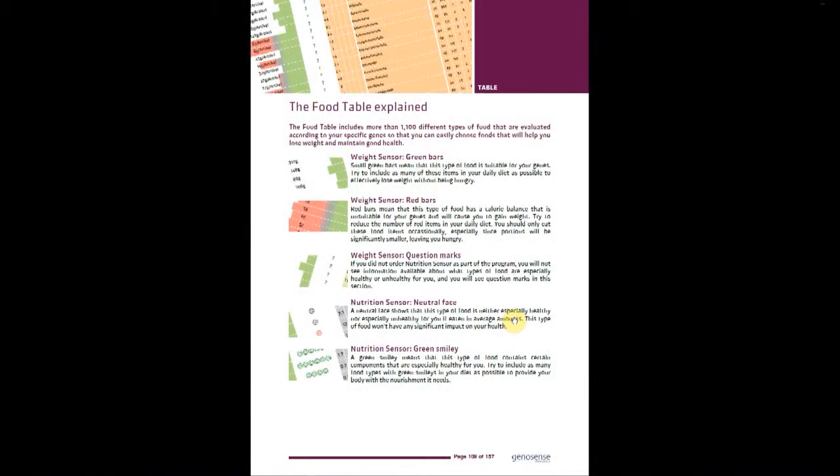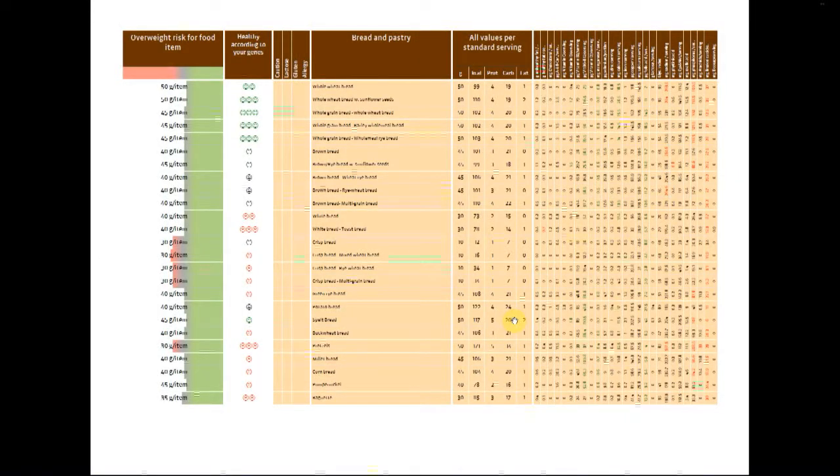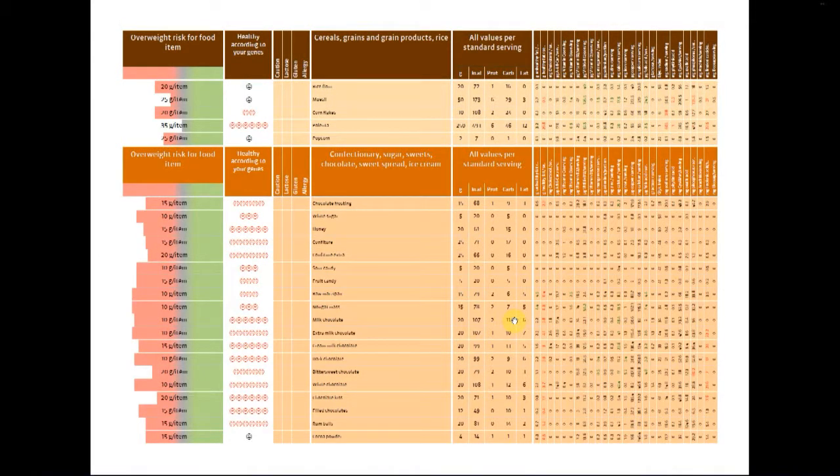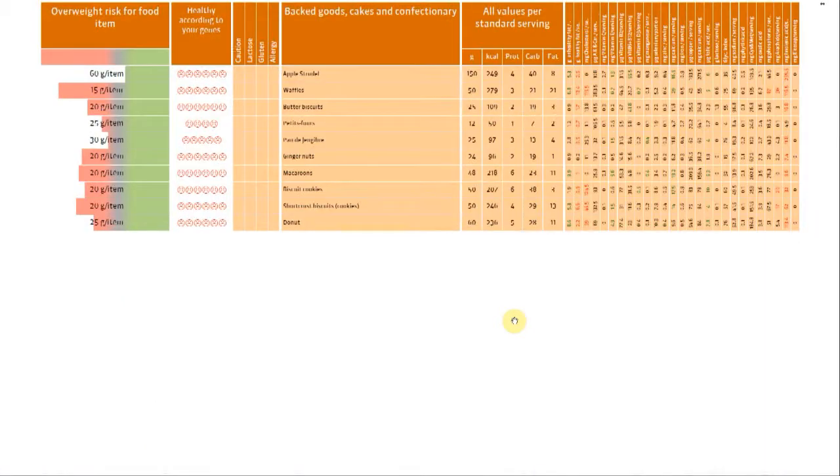All right, so now let's look at the food table. I'm going to jump over this. You can read up on it in case you're interested. I'm going to explain it on the live table. So let me just find a good page. Let's go for this one and zoom in.